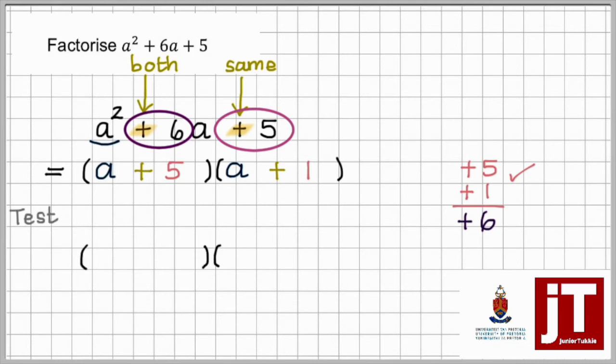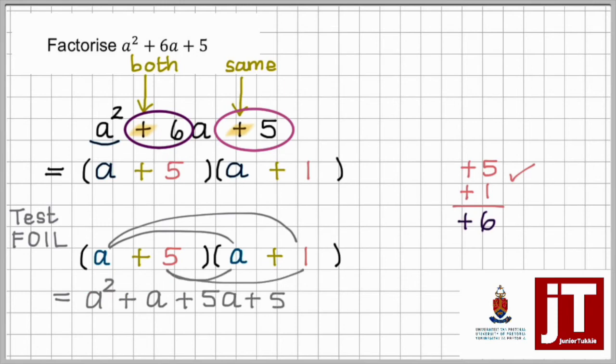To factorize is basically, in some sense, the opposite of simplifying. So here we can simplify what we have obtained by applying FOIL. That is first, outer, inner, last. We multiply the terms and we get a squared plus a plus 5a plus 5. Notice that positive a plus 5a are like terms, so we can add them together and we then get a squared plus 6a plus 5.